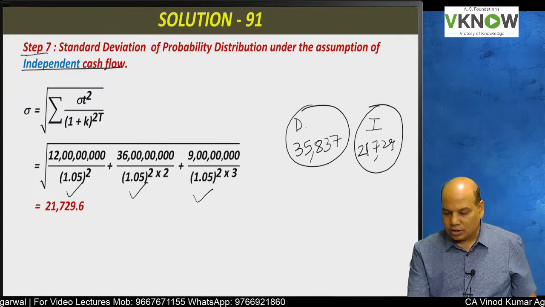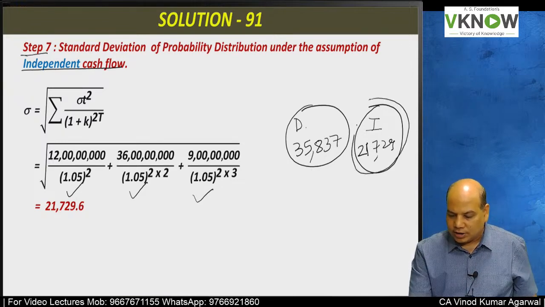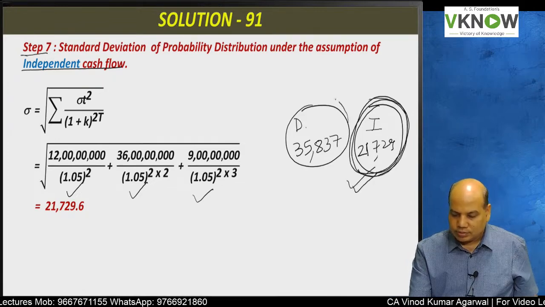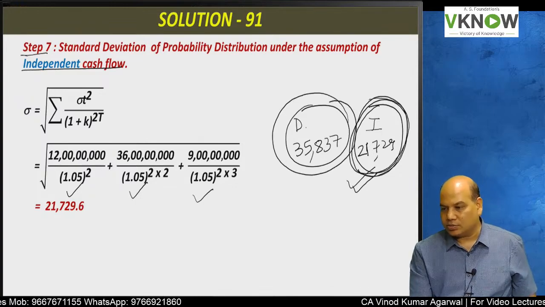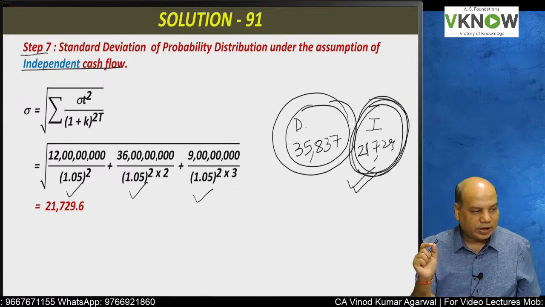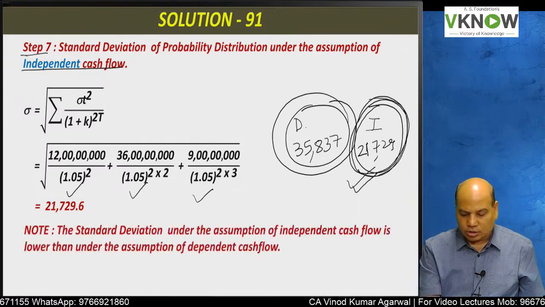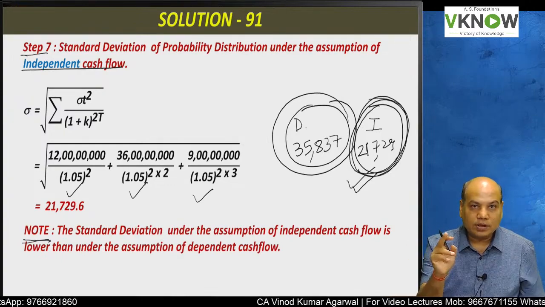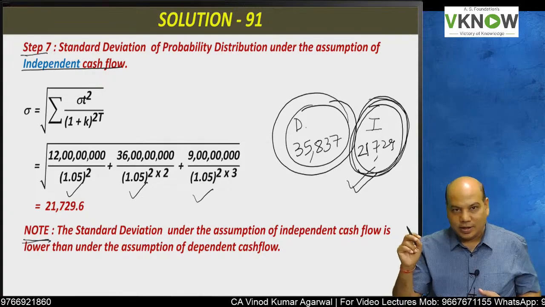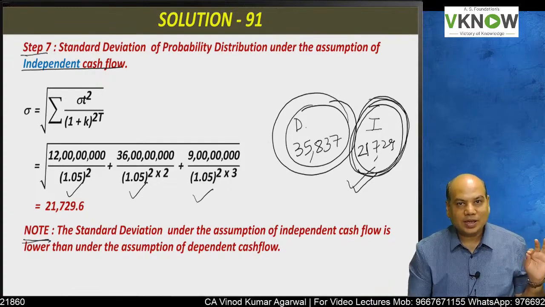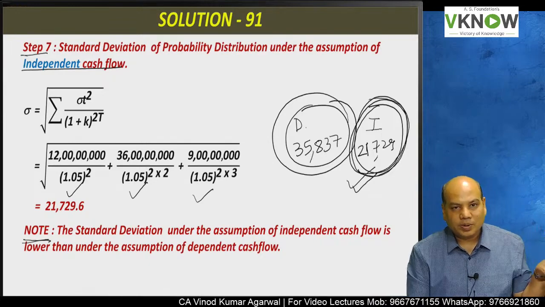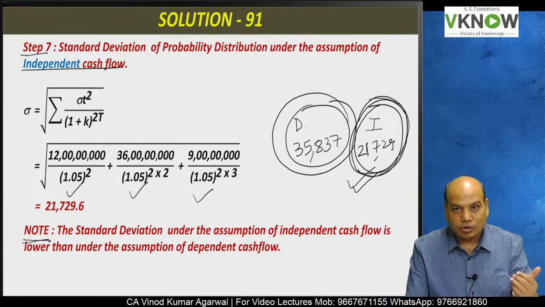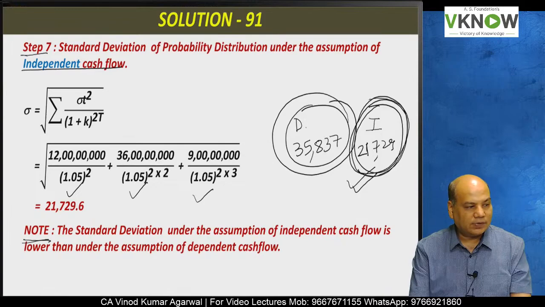The answer is standard deviation under independent cash flow assumption is lower than under dependent cash flow assumption, and this is going to happen every time. Write down please a note. This will happen in every problem. You can try the other questions also that we have solved. Under independent cash flow assumption, the risk is less, because what happened in past will not affect your future. But if the cash flows are dependent, the risk is more, and that is reflected in the standard deviation also.